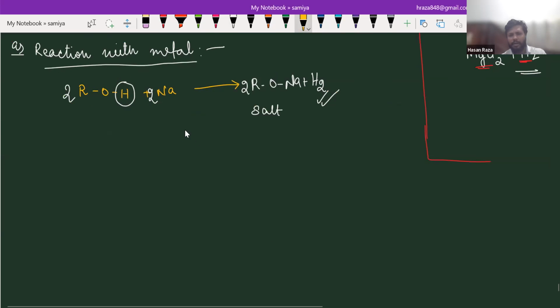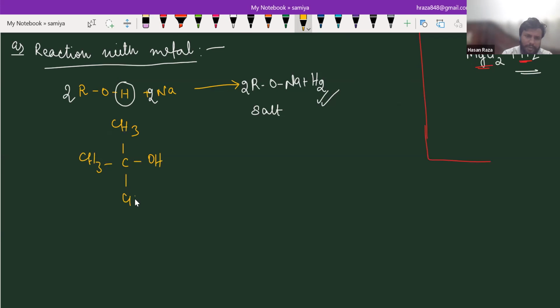So this was the first example of alcohol reacting with metal. I'm going to take another example. Can you balance the reaction and write the product? CH3 COH CH3 CH3, and this is aluminum. I'm going to take 6 of these and 2 of aluminum. So please write the product. I'm waiting.